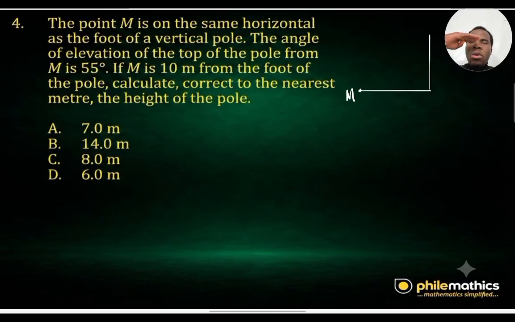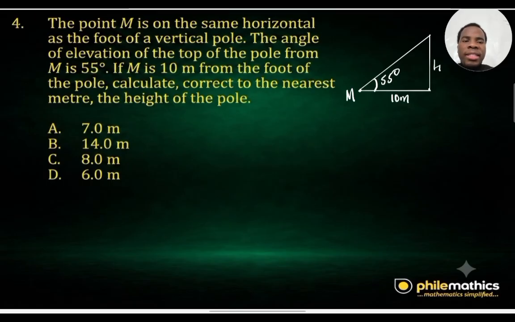So when you talk about angle of elevation, it is the angle between your eye level and when you look above. So the angle of elevation will be this angle here, and we are told it is 55 degrees. If M is 10 meters from the foot of the pole, this is the foot of the pole. M 10 meters means this is 10 meters. Calculate correct to the nearest meter the height of the pole. Let's call the height of the pole h.